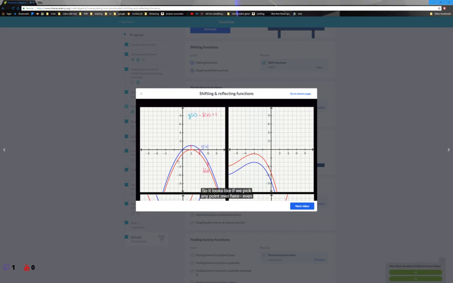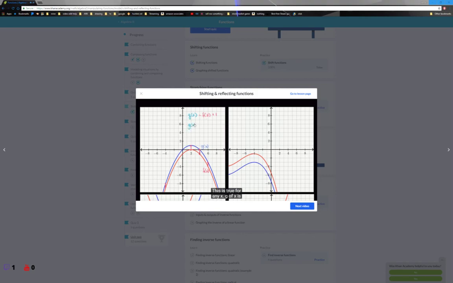So it looks like if we pick any point over here, even though there's a little bit of an optical illusion, it looks like they get closer together. They do if you try to find the closest distance between the two. But if you look at vertical distance, you see that it stays a constant. It stays a constant 1. So we can actually generalize this. This is true for any x.